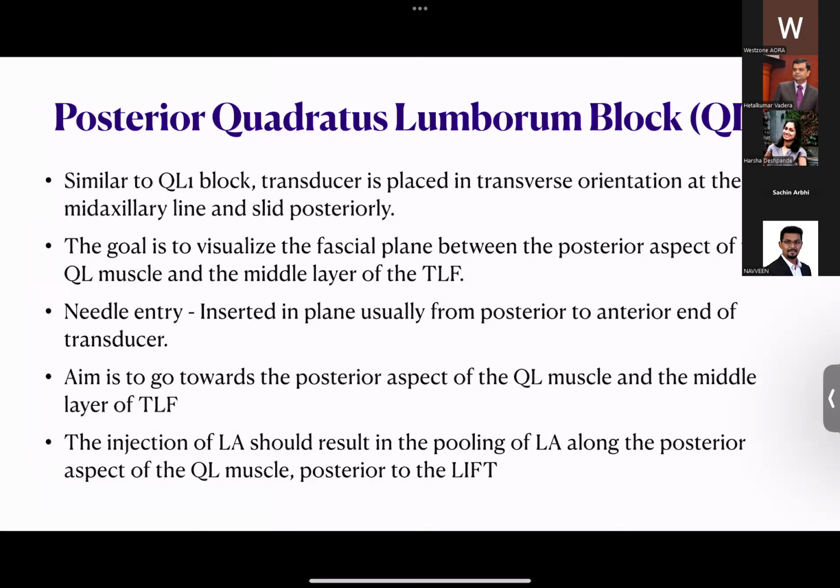Now we come to the posterior quadratus lumborum block or the QL2 block. The scanning remains similar. The goal is to visualize the fascial plane between the posterior aspect of the QL muscle and the middle layer of thoracolumbar fascia. The needle is inserted in plane, usually from the posterior to the anterior end of the transducer, and the aim is to go to the posterior aspect of the QL.